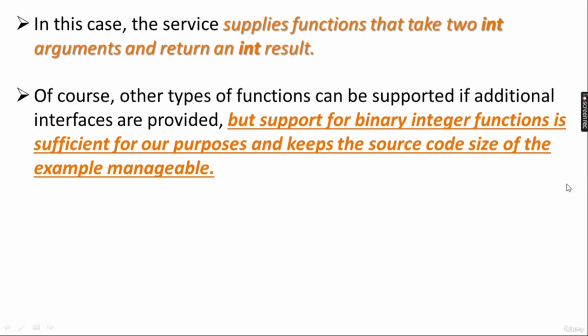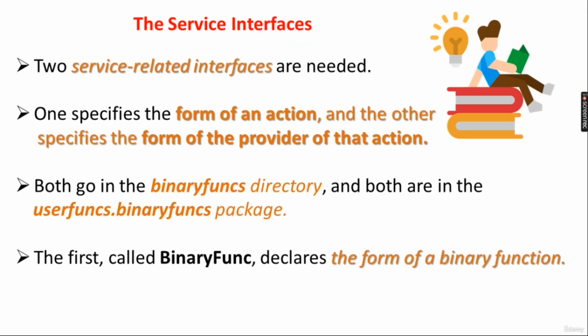Okay. So next, the service interfaces. Two service-related interfaces are required. One specifies the form of the action and the other specifies the form of the provider of that action. Both go in the binary functions directory and both are in the user functions.binary functions package. The first, called BinaryFunction, declares the form of the binary function.